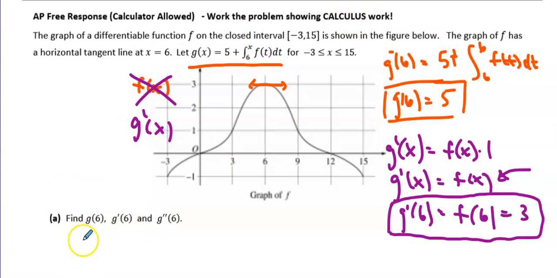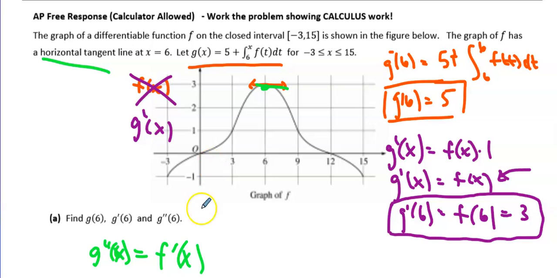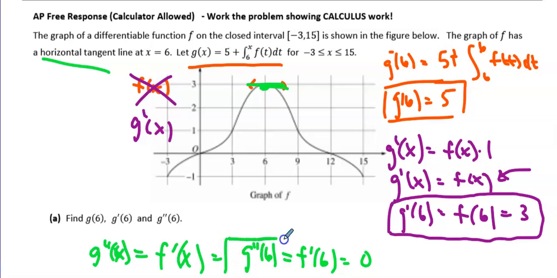And then our last part of this problem for a is I want to find the second derivative. So the second derivative of g is the first derivative, and I should actually have an x right here. It's going to be the first derivative of f. So what's the derivative at this value right here? Well, we've already said we have a horizontal tangent at x equals 6. So g prime of 6 is the same thing as f prime of 6, which we know the slope of the tangent line at 6 is actually going to be 0. So our second derivative is actually going to be 0.